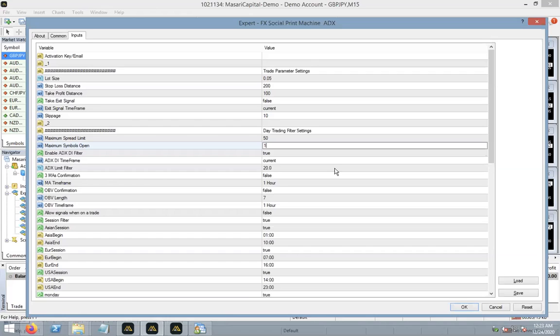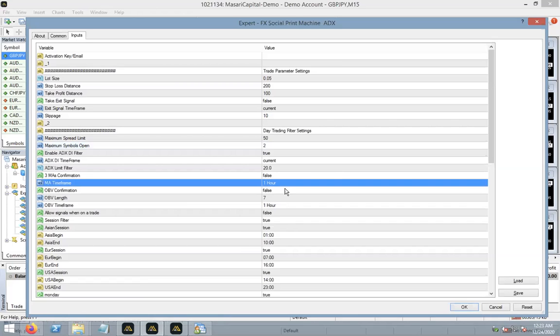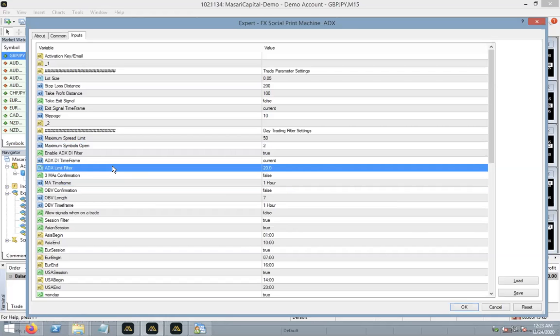I like to do 2 because I'm very conservative. 3, me being a rebel. But let's just do 2 for now. Now, there's print machine original and there's print machine ADX V5. The only difference is one has a different filter. One has the ADX filter and the other one has, I think, the WATA filter. That's the only big difference between both of them.